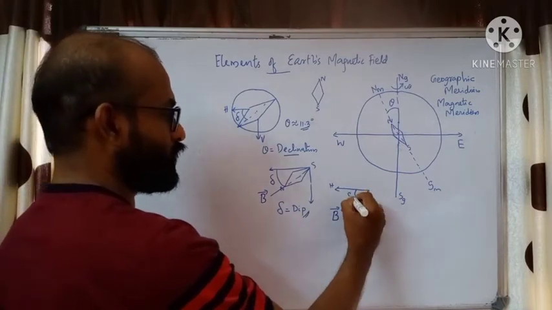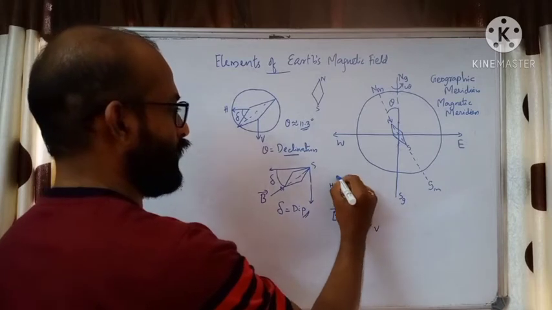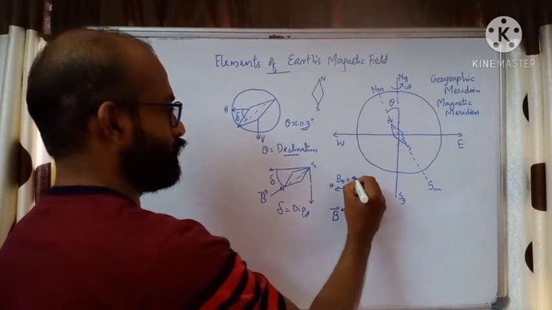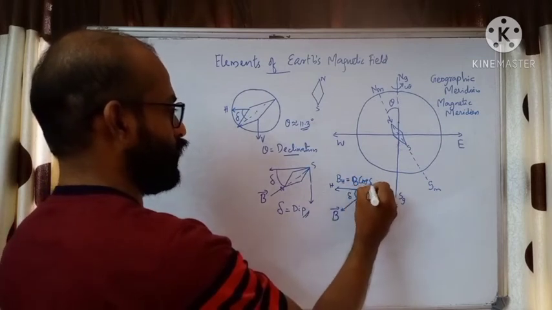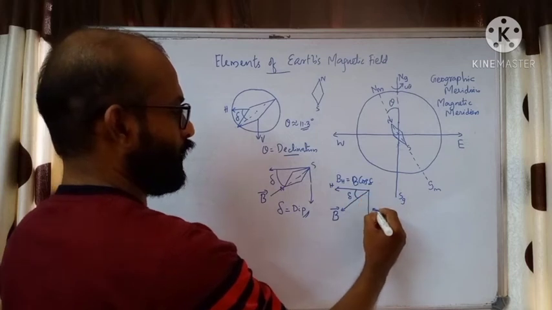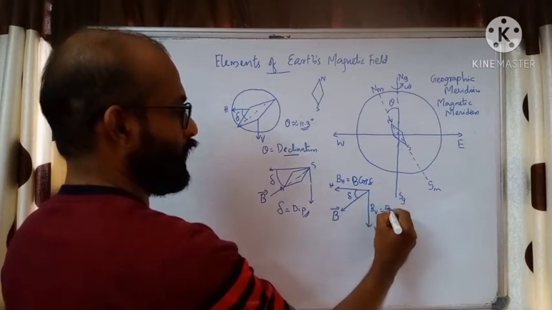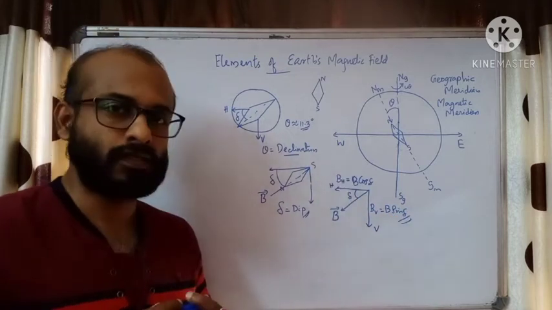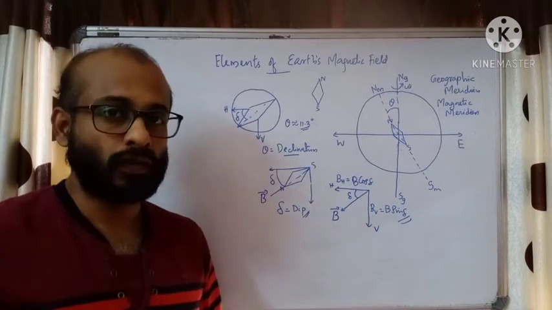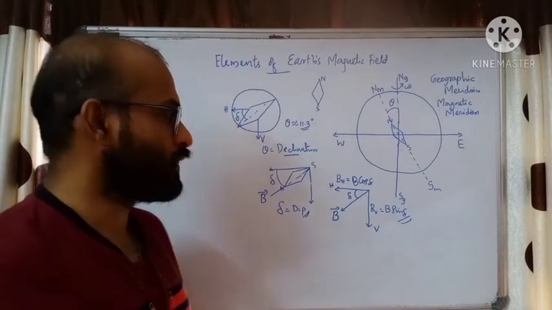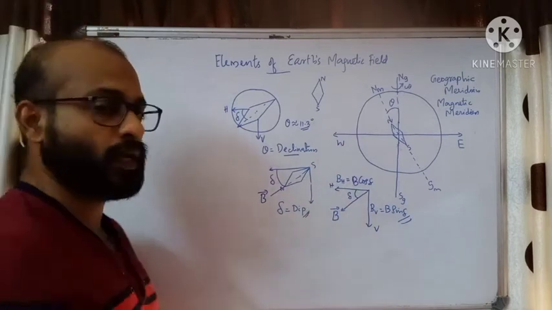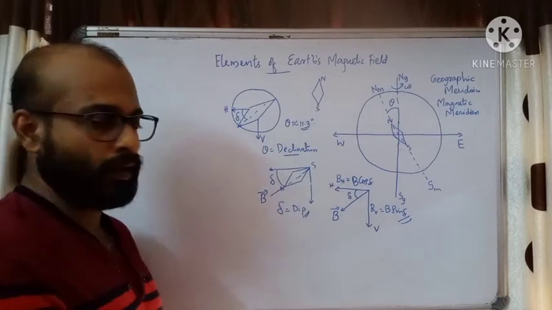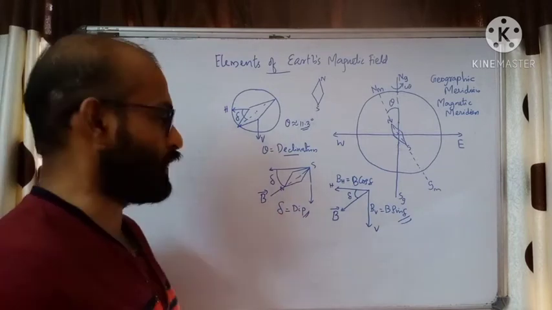Now this has two components. If this is the angle delta, the horizontal component is BH, equal to B cos delta. Then the vertical component is BV, equal to B sin delta. So BH is the horizontal component of Earth's magnetic field and BV is called the vertical component of Earth's magnetic field. So Earth's magnetic field has two components, vertical as well as horizontal. Delta is called the dip angle, and it can vary from place to place.